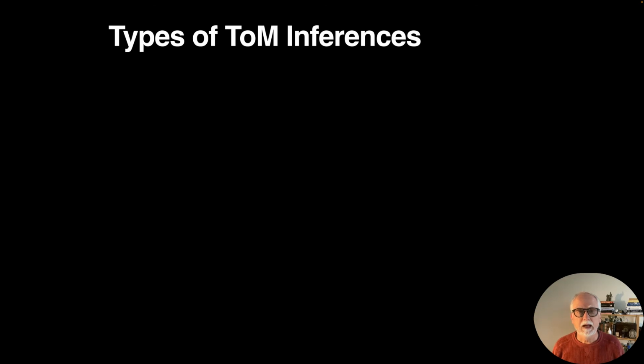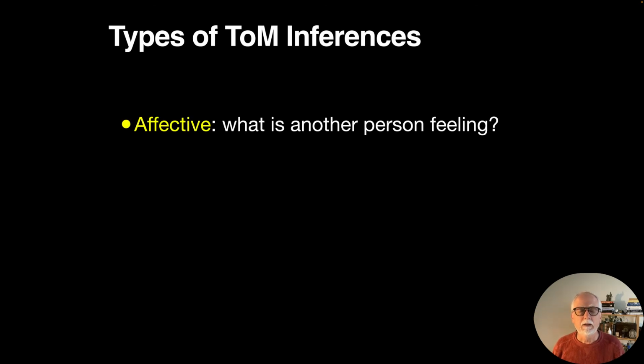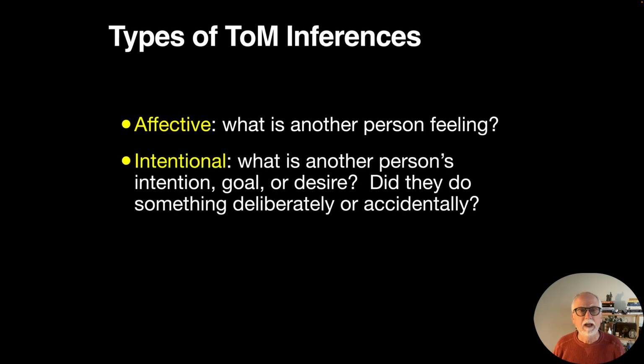So what are some of the kinds of things we can do with theory of mind? We can make affective inferences, like trying to figure out what another person is feeling. Now, I'm trying to distinguish this from experience sharing. I'm not necessarily feeling that other person's feelings. I'm just making a judgment, or a sort of factual inference, about what that person is feeling, maybe from looking at their face, for example. Intentional inferences are about what another person's intention, goal, or desire is. Did they do something deliberately? Did they do it accidentally?